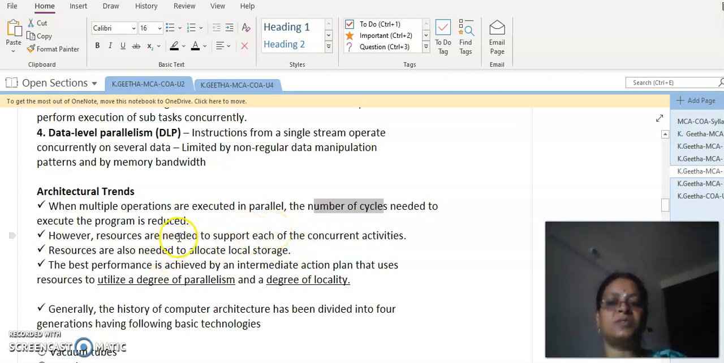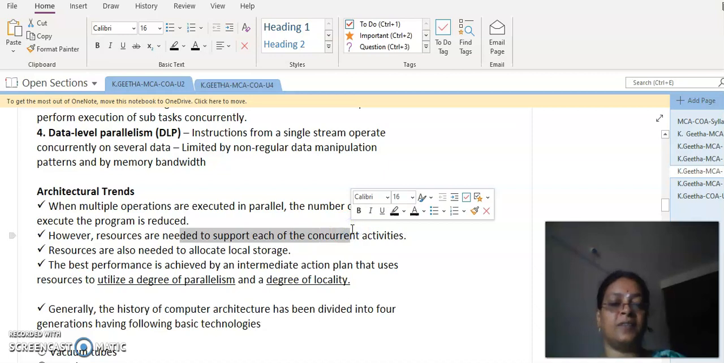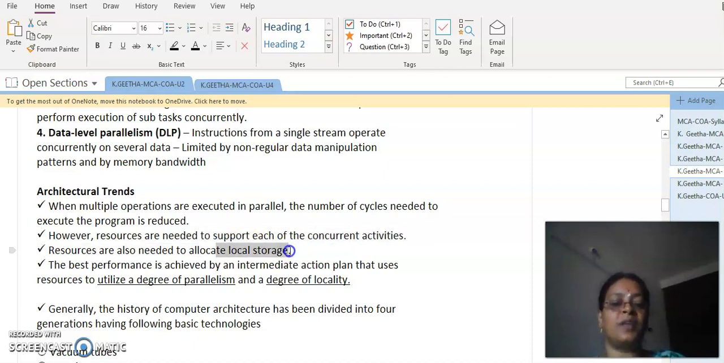However, resources are needed to support each of the concurrent activities. By resources, we mean the number of registers that are going to hold the intermediate data, and the number of functional units which are going to be involved in performing these operations. Resources are also needed, and they have to be allocated to the local storage. Only if they are allocated to local storage can the processors handle the data individually. The best performance is usually achieved by an intermediate action plan, which can make use of a high degree of parallelism and also a high degree of locality.